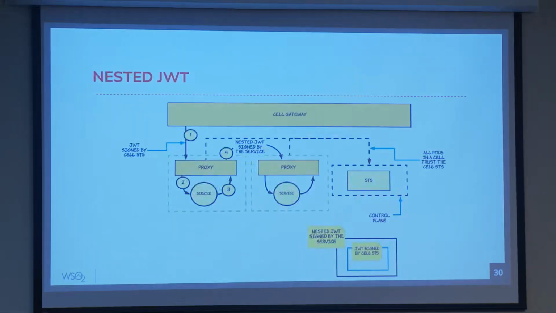So nested JWT, here you don't use MTLS, right? You use another JWT. This nested JWT, the outer one is signed by the microservice itself, and it embeds the JWT sent from the gateway, right? So the internal JWT carries the user context, the outer JWT carries the service context. So you pass it between microservices, and you don't need to use MTLS there.